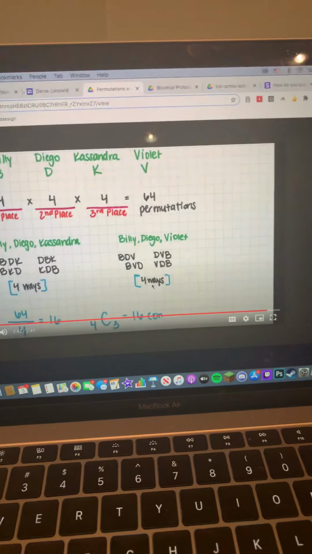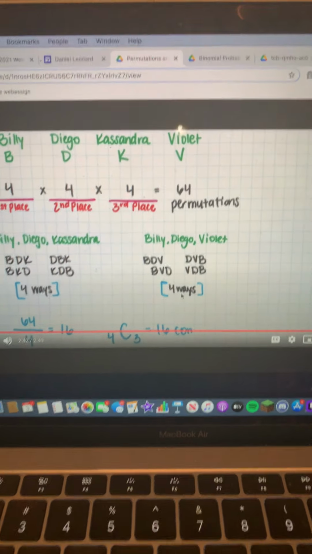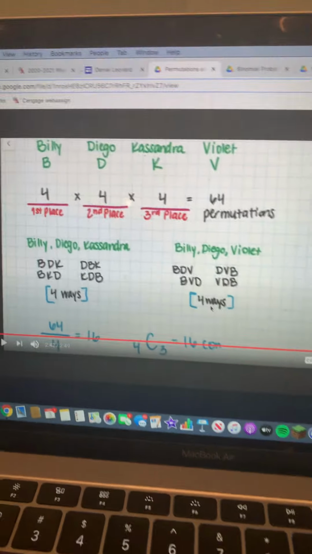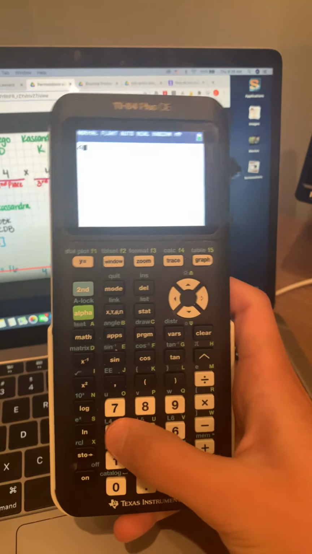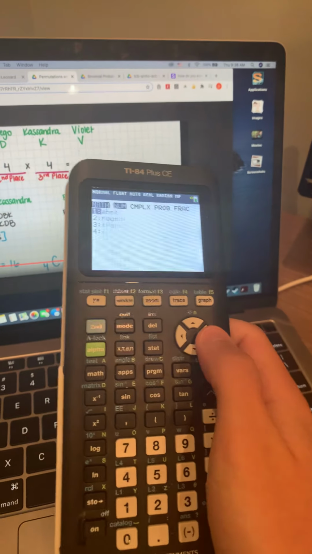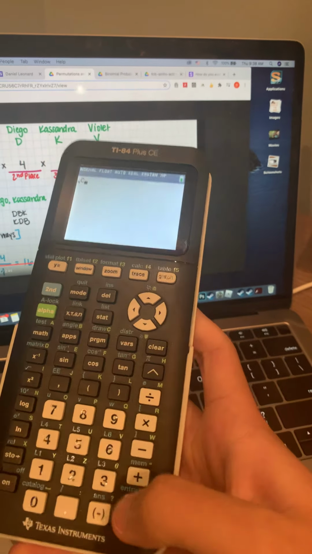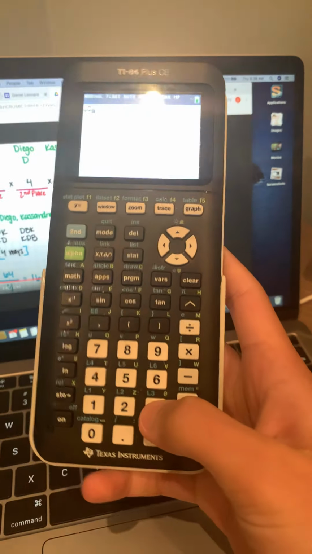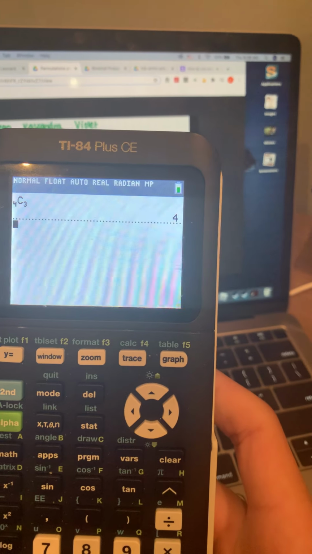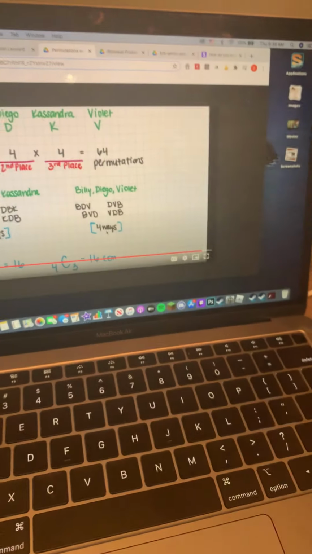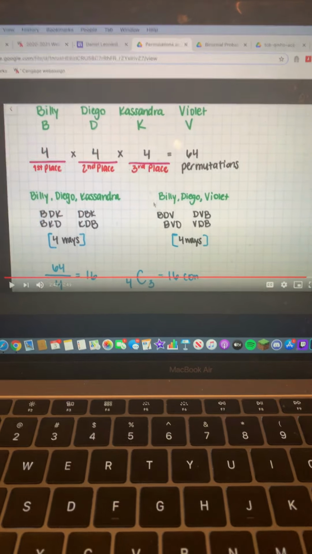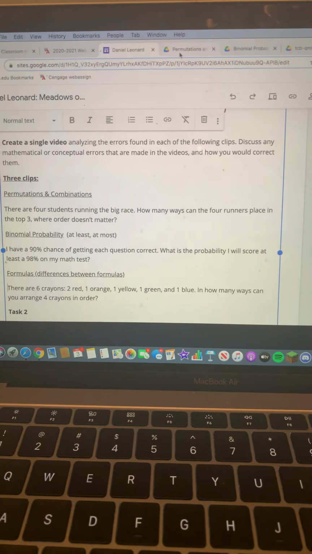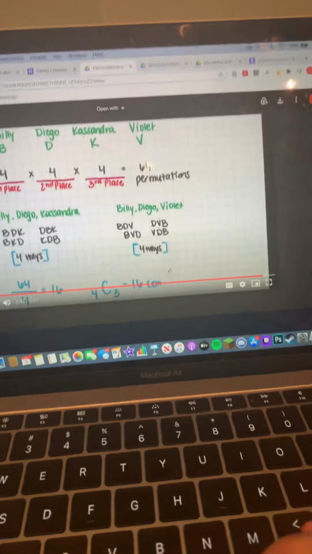So the way that you do solve it, they have it at the end with the 4C3. It does not equal 16 though. So what you do is you grab your calculator, you do 4, go to math, probability, C, and then 3, and this is going to get you your answer of 4 total ways. So the answer to this question is 4, not 16.